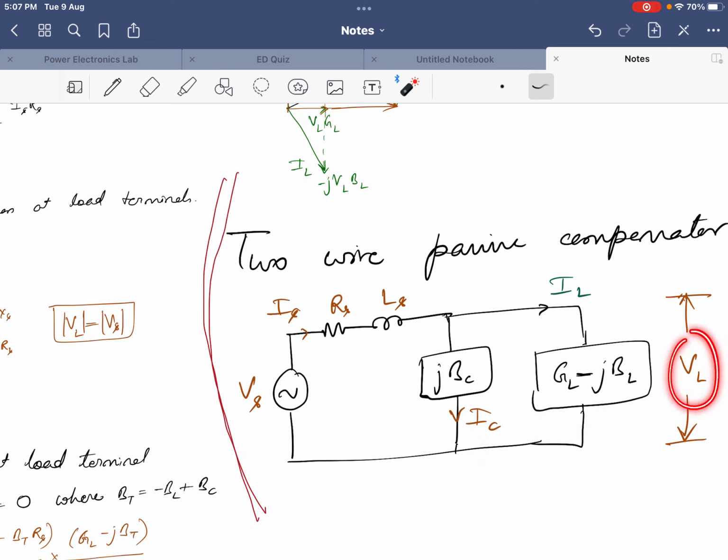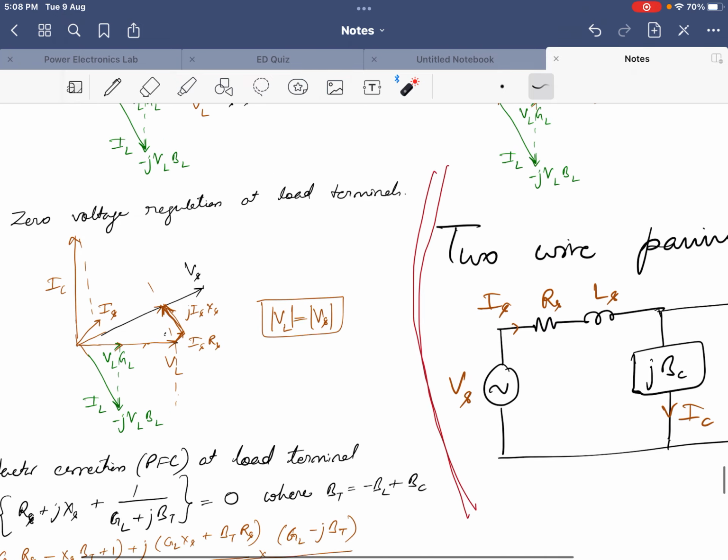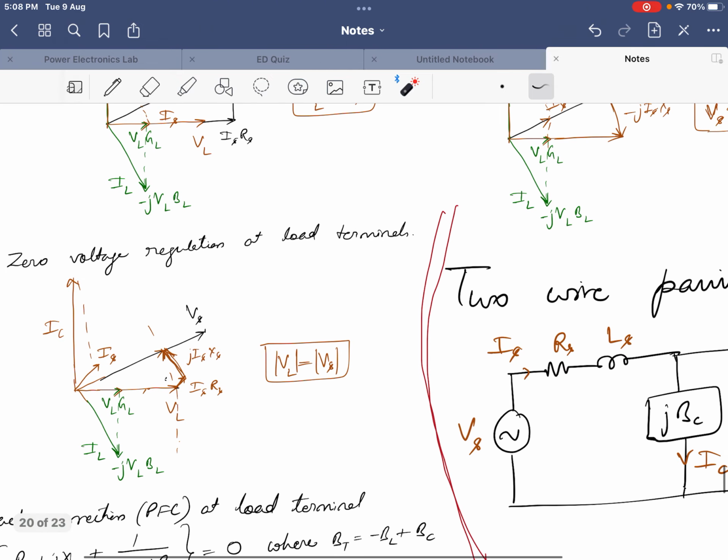Now we have to take VL as the reference. If we take it as a reference, then we multiply VL with this G_L value, and VL with the B_L value. So here we have the phasor diagram. Let me try to put both on the same screen.